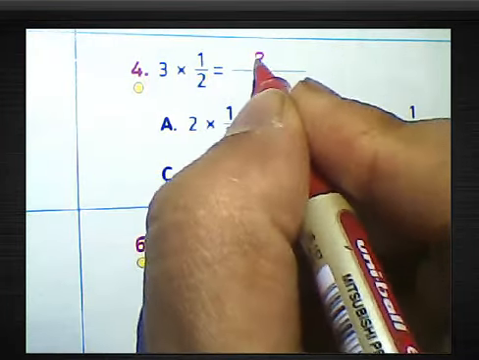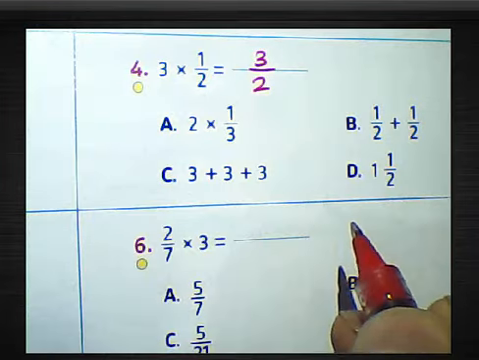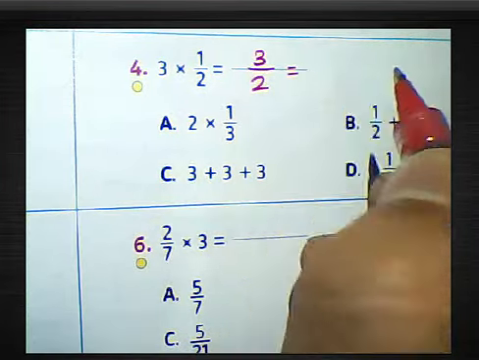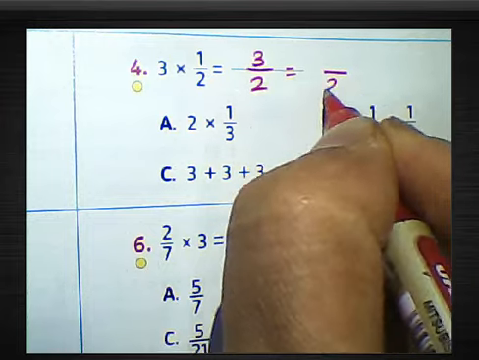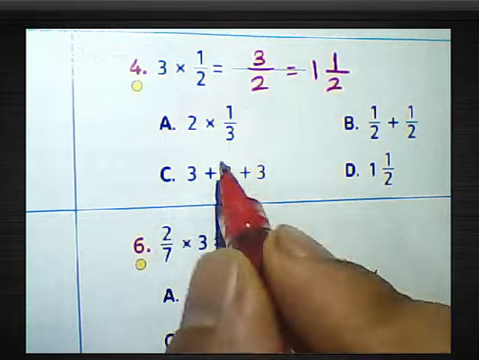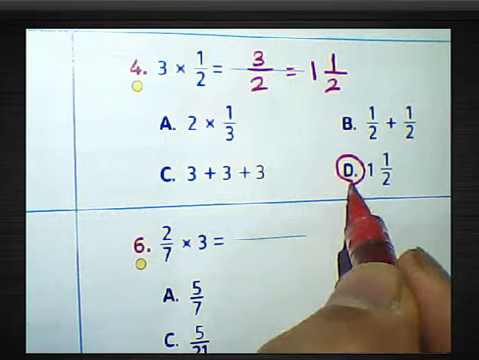3 times 1 equals 3 over 2. 3 over 2 means 1 and a half. We can write 2 in the denominator, 3 divided by 2 equals 1 with the remainder 1. So 3 divided by 2 equals 1 and a half. Choose letter D.